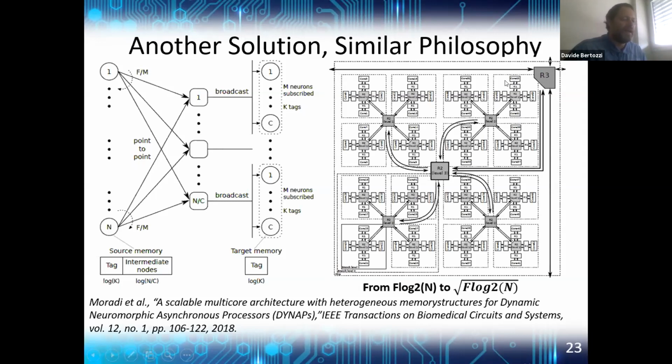Overall, if you do the math, the memory requirement to program connectivity is not f times the base 2 logarithm of n, but it is the square root of this quantity. So it has a much better scalability. So you can see that in any case, the trick to relieve the connectivity state limitations is to assume some kind of clustering of neurons together. Anyway, I refer you to the papers for further details.